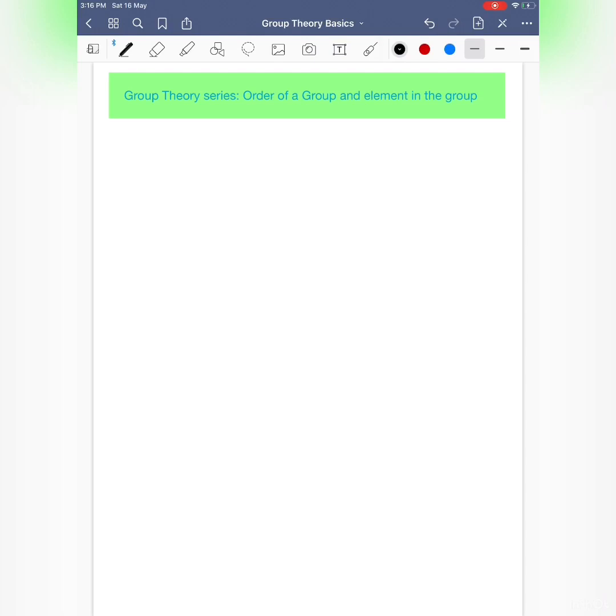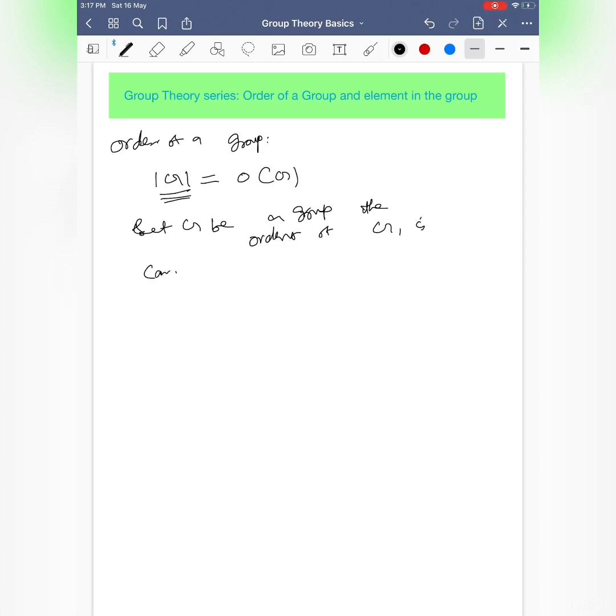Okay, let's start. Order of a group. So the order of the group is denoted like this or sometimes like this. I prefer this because this is exactly the cardinality. Let G be a group. The order of G is the cardinality, the number of elements of G, that's denoted by the set cardinality. It may be finite, it may be infinite. For finite cases only this is most interesting.